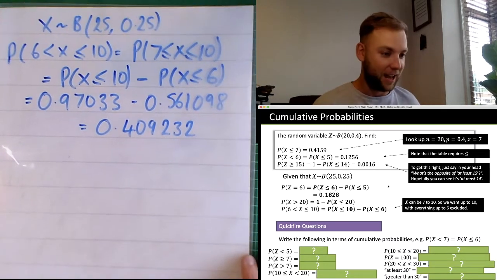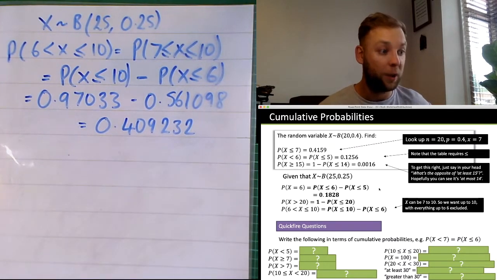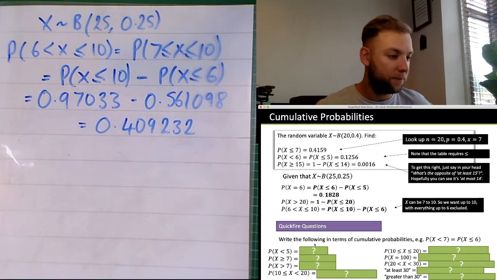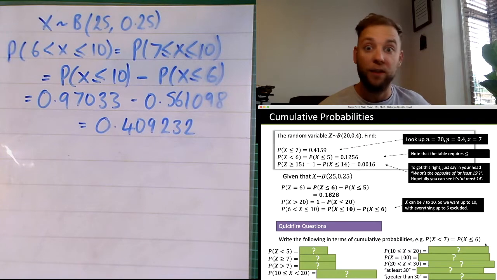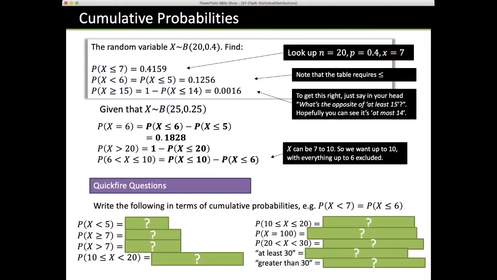So what I'm going to suggest is I'm going to put these quick fire questions up. It says write the following in terms of cumulative probabilities, so in things we can do on our calculator. So I'm going to say pause now and have a little go at that bottom part yourself. So have a go at those 8 questions.